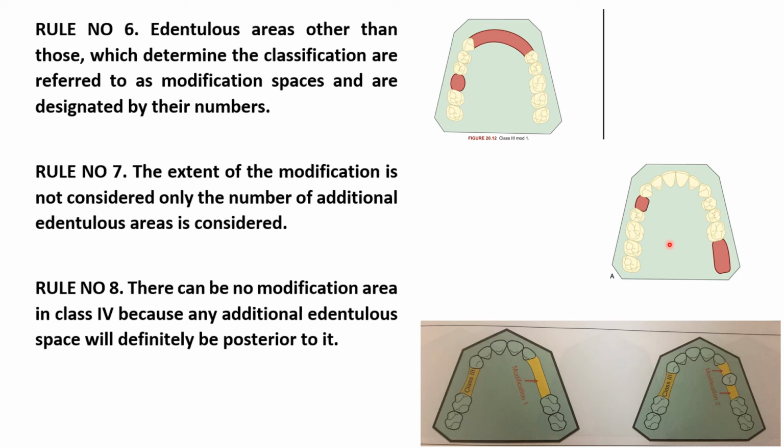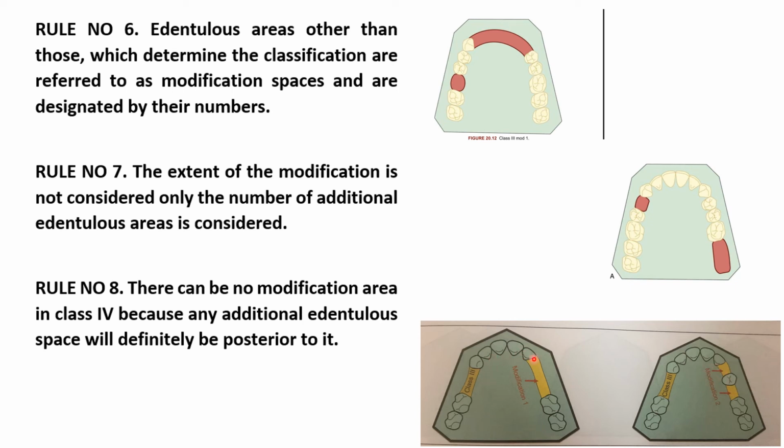Now for example, over here as you can see, again these are the scenarios of two class 2s, class 3s. Over here also this is class 2, over here also this is class 3. So this is class 3 modification 1. Only the additional edentulous area is considered. Now you can see over here this is class 3 again, and there are two edentulous areas. So this is class 3 modification 2 because there are two edentulous areas. Over here 1 and over here 1.